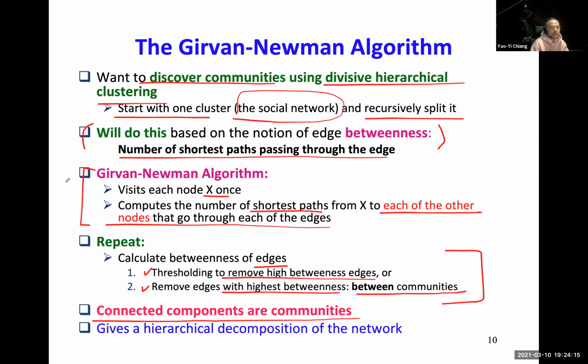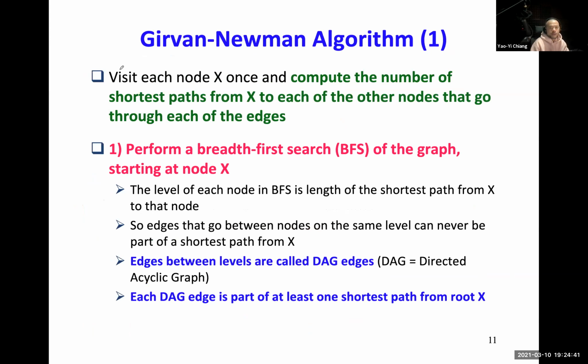Then you can repeat calculating the shortest paths, use them to calculate the betweenness, and remove the highest betweenness edges. You have more communities, and this will be a hierarchical structure. We're going to look at how we do this later, but this is the general outline of the algorithm. Okay, so for the Girvan-Newman algorithm, you visit each node X once and compute the number of shortest paths, right? Like what we did. So how do we do this? Here are the steps.